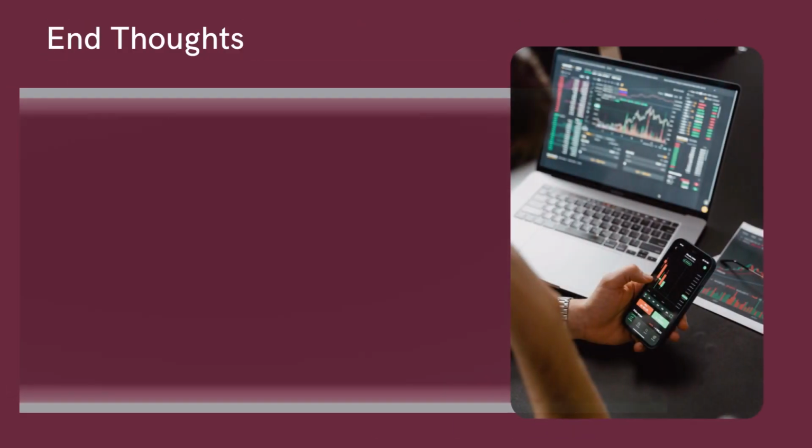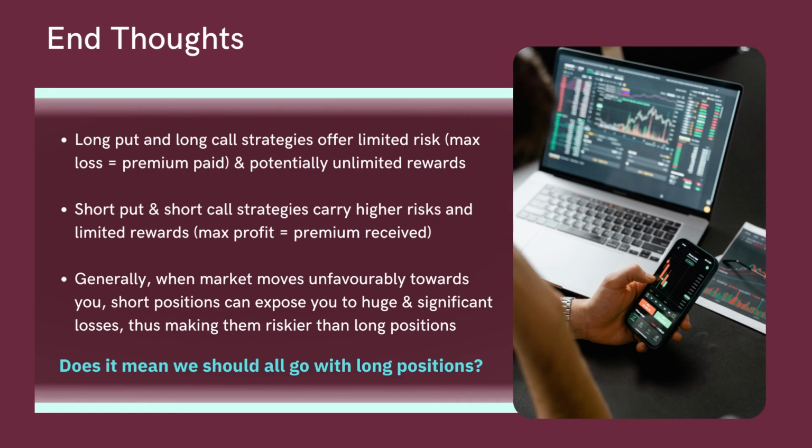Anyway, some quick end thoughts from me. After going through the 4 basic option strategies, it seems like long put and long call strategies offer limited risks and potentially unlimited rewards, while short put and short call strategies carry higher risks and limited rewards. Generally, when the market moves unfavorably towards you, short positions can expose investors to huge and significant losses, thus making them riskier than long positions. Well, these pointers are not wrong, but does it mean we should all go with long positions?